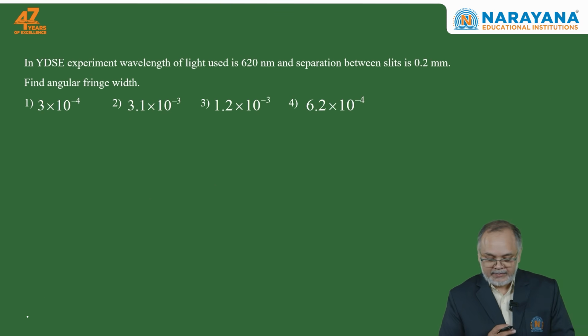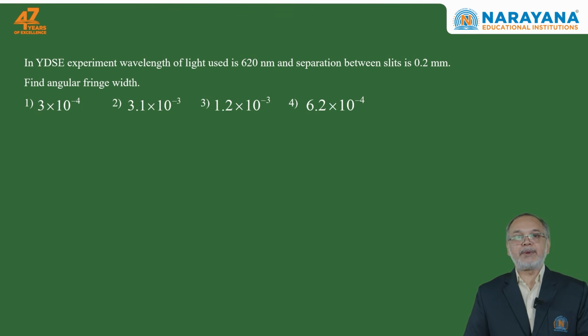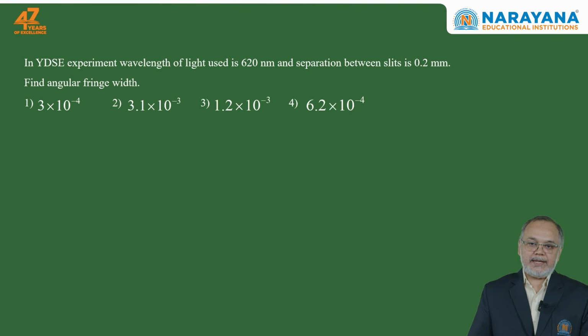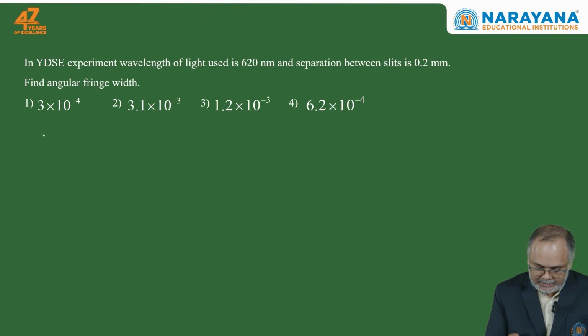The next problem we see here is related to the wave optics chapter. In this, given that in YDSE experiment, wavelength of light used is 620 nanometer and separation between slits is 0.2 millimeter. Find the angular fringe width. So angular fringe width, what we can write? We can write delta theta, angular fringe width, is equal to lambda by d.